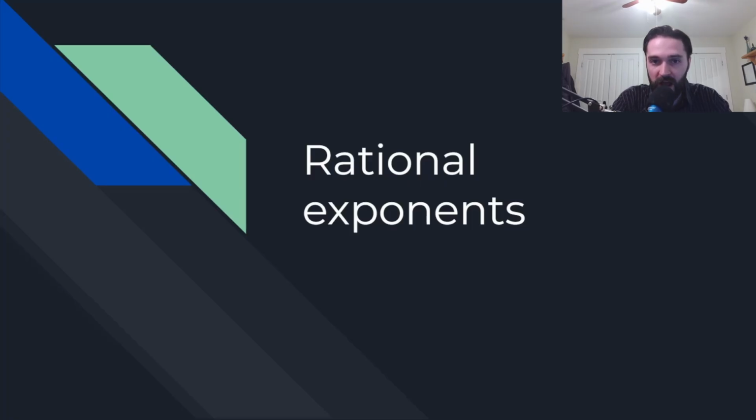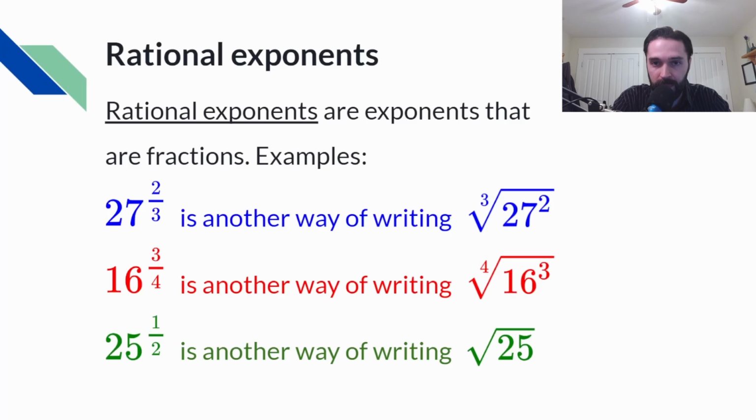Okay, rational exponents. Rational exponents are exponents that are fractions. Here are a few examples. 27 to the 2/3 power is another way of writing the cube root of 27 squared. Remember that rational exponents actually represent radical expressions. Here in red, 16 to the 3/4 is another way of writing the fourth root of 16 to the 3.